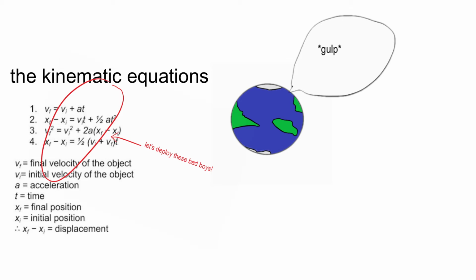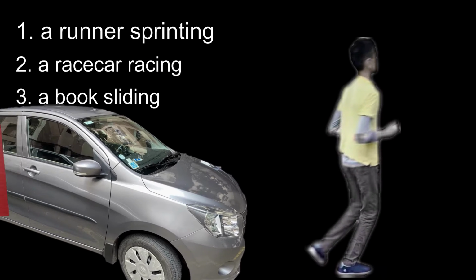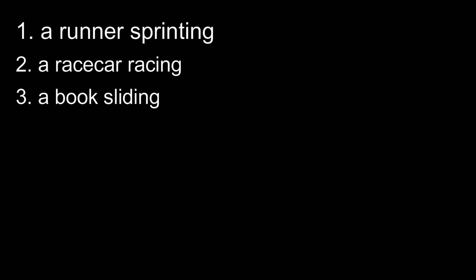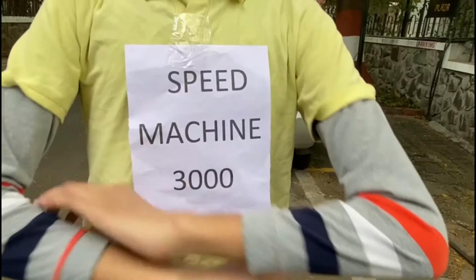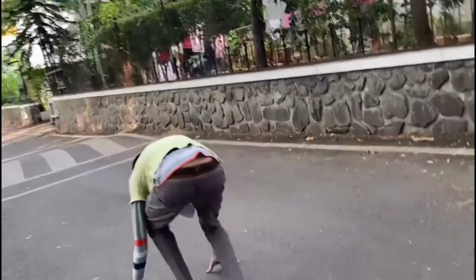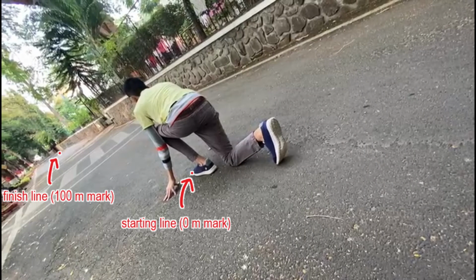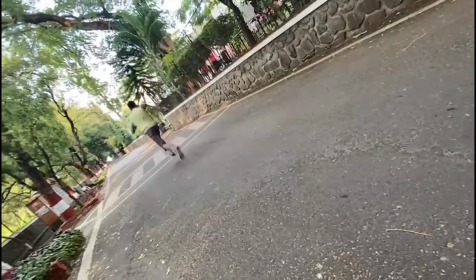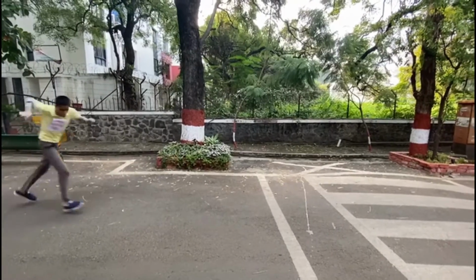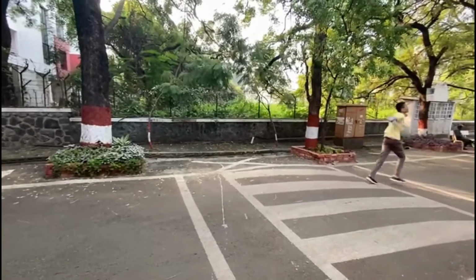To see these cute little equations in action, let us look at three different scenarios: a sprinter sprinting, a race car racing, and a book sliding. In our first case, we have a professional sprinter sprinting 100 meters. And he crosses the line faster than the eye can see.